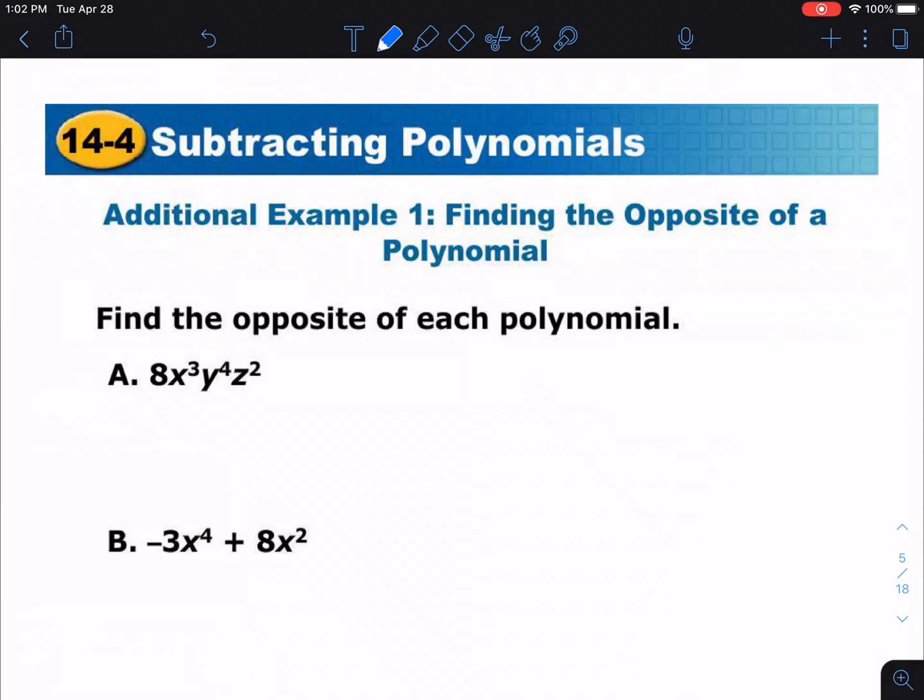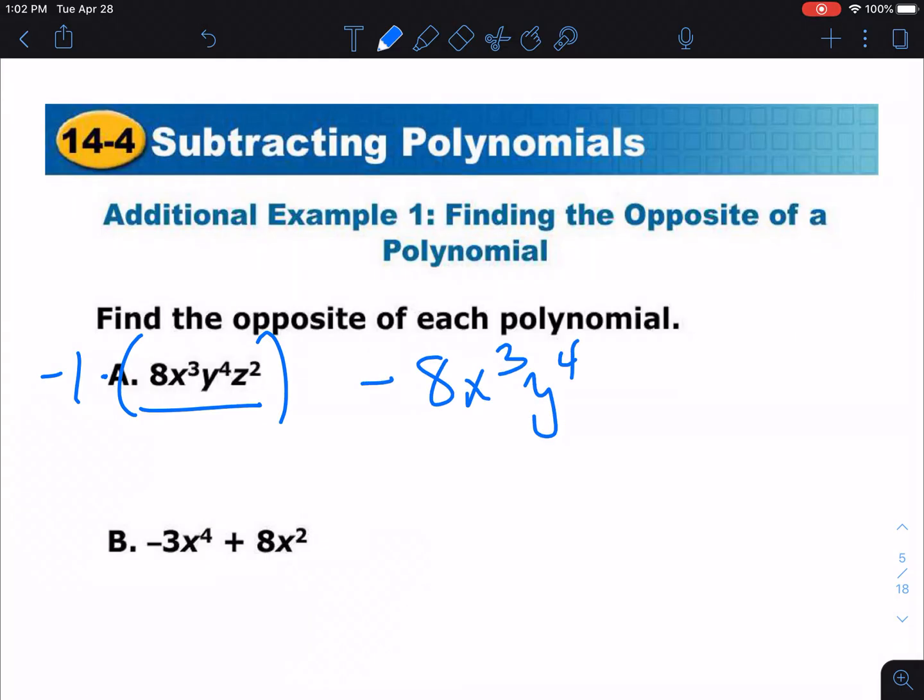So if we take this monomial right here, 8x to the third power, y to the fourth, z to the second, in order to find its opposite, all I'm really going to do is take it and multiply it by negative 1. So if I were to take this and multiply by negative 1, we would get negative 8, x to the third power, y to the fourth power, z to the second. That's the opposite. Just like the opposite of 5 is negative 5, the opposite of this monomial is the negative version.